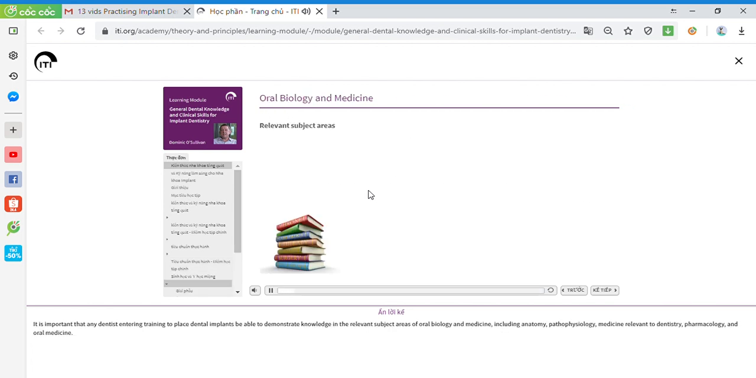It's important that any dentist entering training to place dental implants be able to demonstrate knowledge in the relevant subject areas of oral biology and medicine, including anatomy, pathophysiology, medicine relevant to dentistry, pharmacology, and oral medicine.